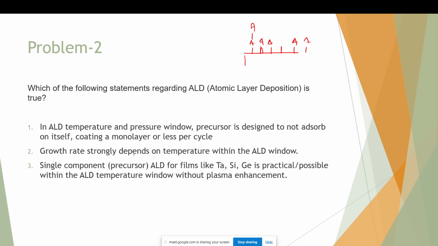The second point is growth rate strongly depends on temperature within the ALD window. So they are saying within the window where we do the ALD depositions such that we get a monolayer, the growth rate strongly depends on temperature. The third point is single component ALD for films like Ta, Si, germanium is practically possible within the ALD temperature window without plasma enhancement. So which of these is true? Only one answer is true. Can you take a guess?